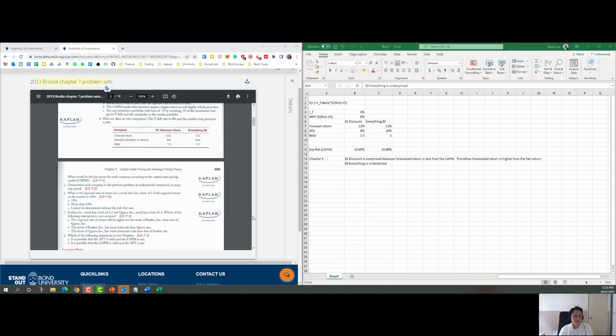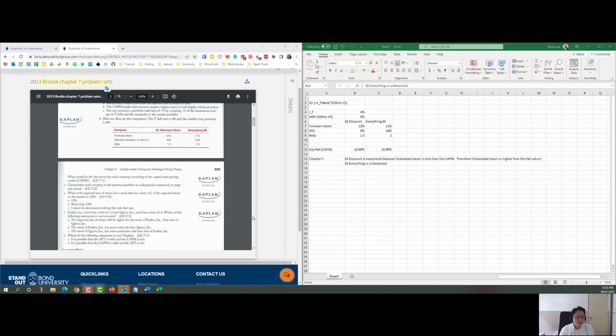Now let's look at question 7. Koskin stock has a beta of 1.2 and Quinn stock has a beta of 0.6. Which of the following statements is most accurate? If you look at Koskin and Quinn, we can tell straight away that Koskin has higher systematic risk than Quinn. So Quinn has lower systematic risk.